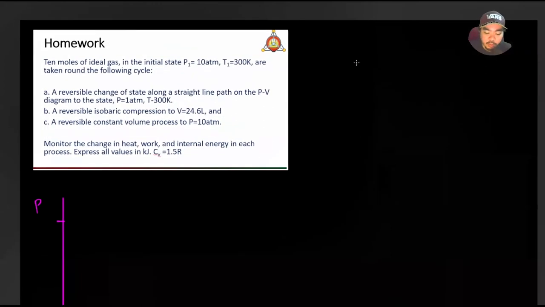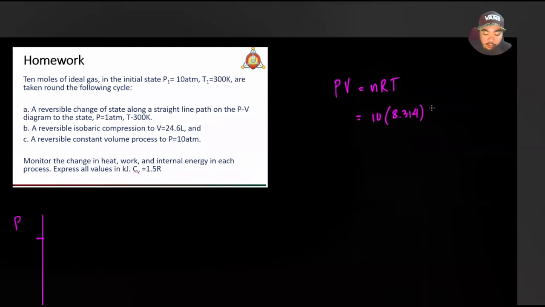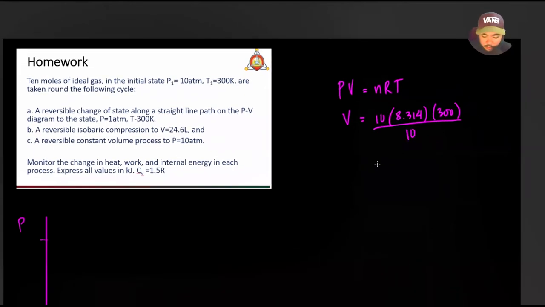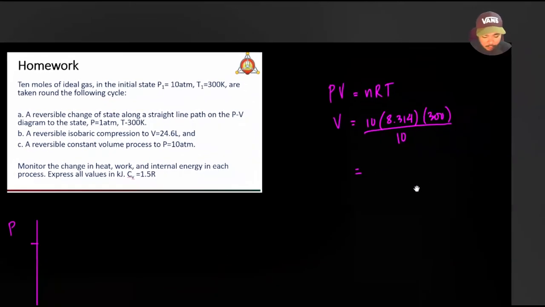So to find the volume, we just do PV is equal to nRT. We have 10 moles of ideal gas, so we have 10 moles. R natin is 8.314. Temperature natin is 300 Kelvin. Tama? And we have pressure, so we can find volume. So volume lang actually yung unknown term dito. So pressure is 10 atmospheres. So, can somebody compute this for me?